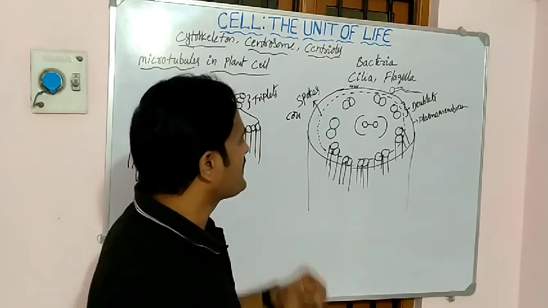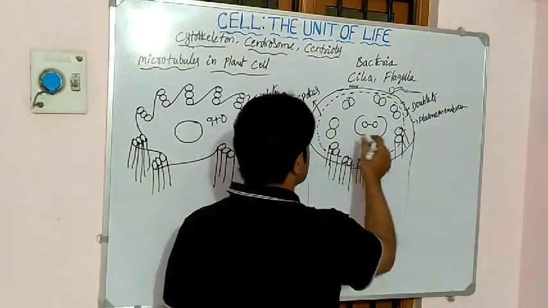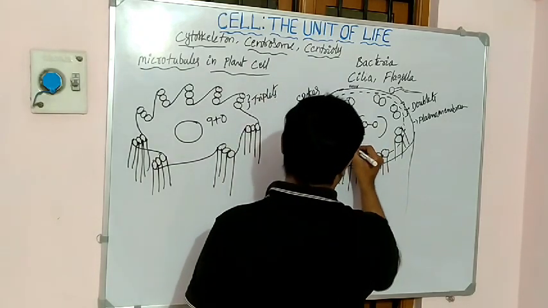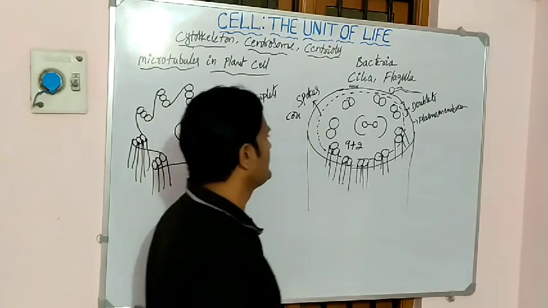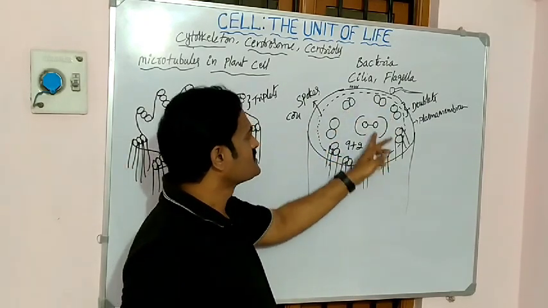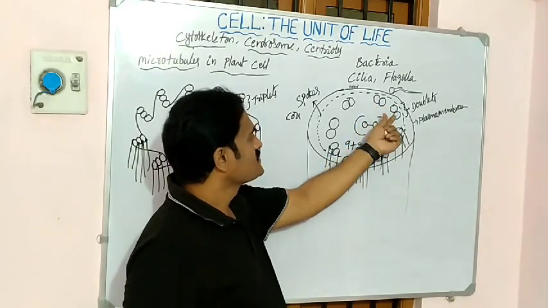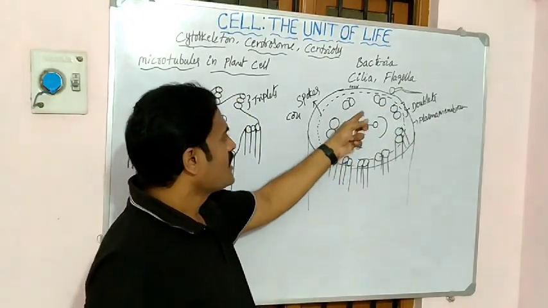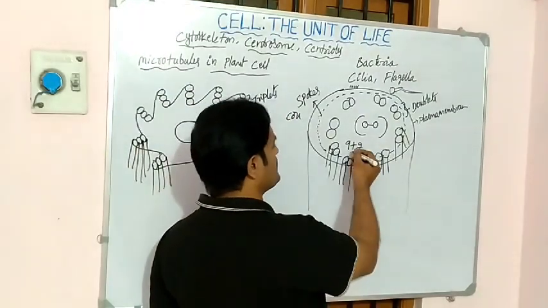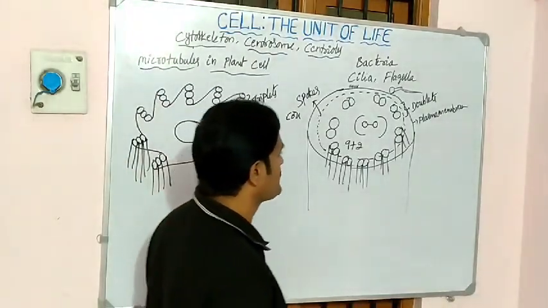And what kind of arrangement do we see in bacteria? Commonly cilia and flagella consist of the 9+2 arrangement. See, so 9 microtubules here, one type of microtubule. So total how many? 9. And how many central microtubules? 2 microtubules. So it is called the 9+2 microtubule arrangement.